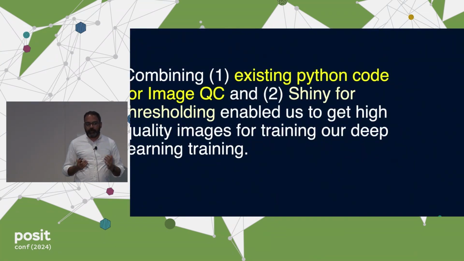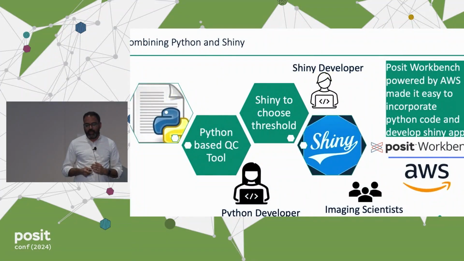So to recap, combining the existing Python code that was written already, and then using a Shiny-based app for thresholding, enabled us to get really high-quality images to train our deep learning models. This is the way we did it. We already had a different team working on image analysis, so they developed this Python tool for us. Do we need to rewrite this in R? Do we need to redo it all? No, we can just take that.